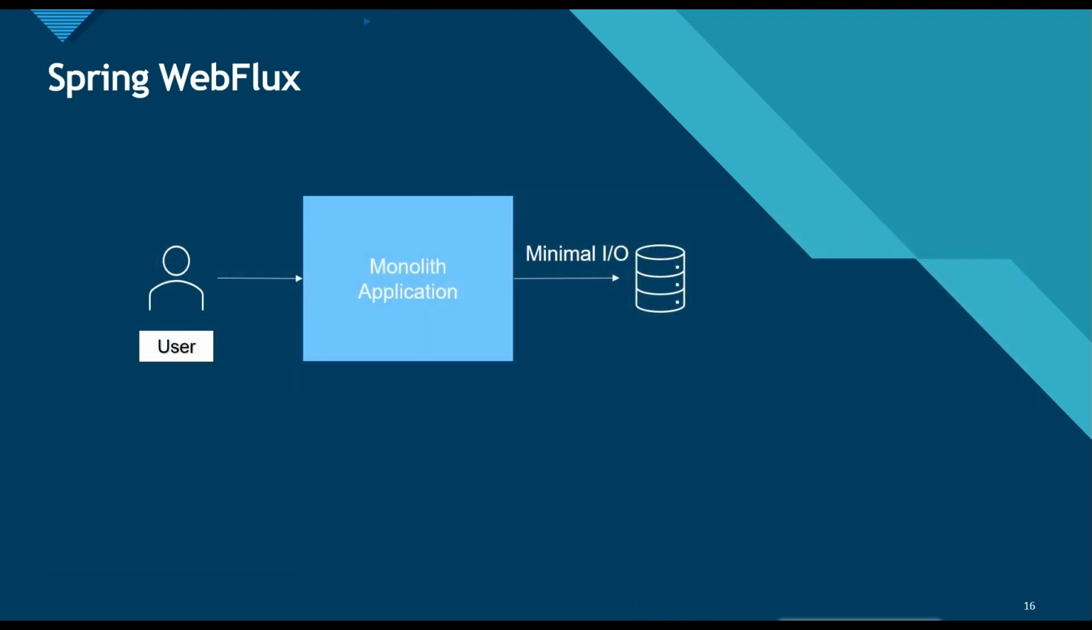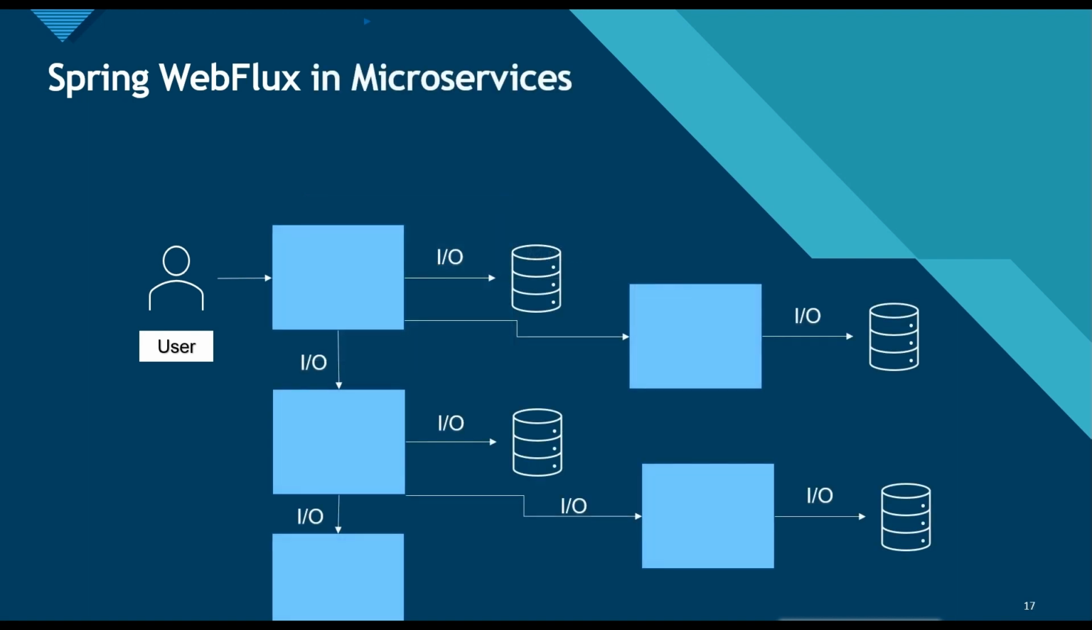How did we decide to use reactive programming? In the past, when there was a monolith application, there was minimal IO operation with the DB or with other services. Now in microservice architecture, we have numerous input output operations or interactions. Here there is a need for reactive programming.